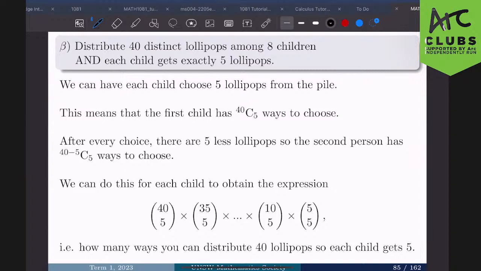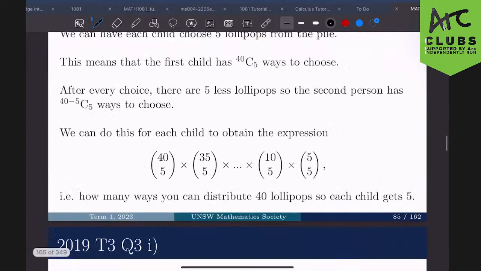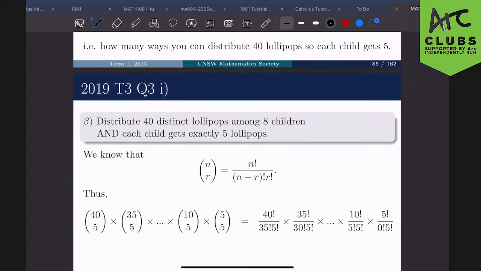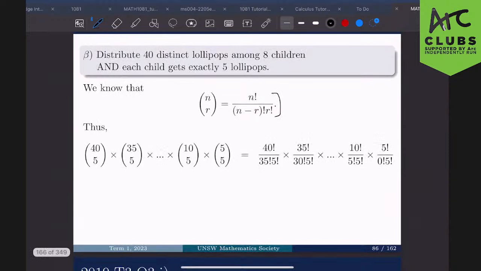And then, obviously, there's 5 less lollipops to choose from. And you do it for each child, and then you get 0 lollipops left over. And just going back to fundamentals here, what does n choose r actually mean? It can be easy to forget there's an actual formula, and this means that you don't require a calculator to actually simplify this.